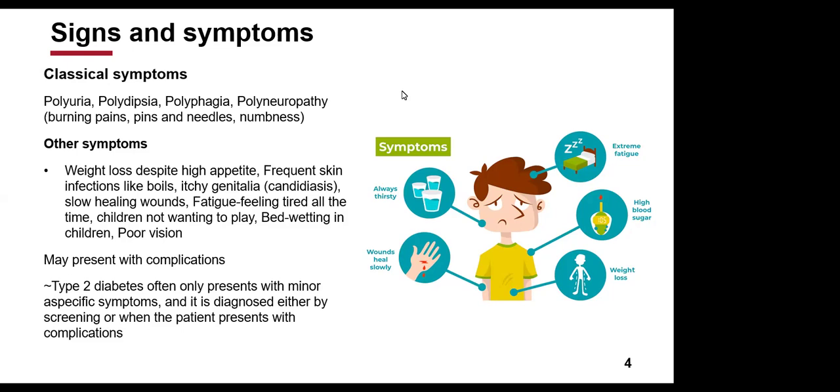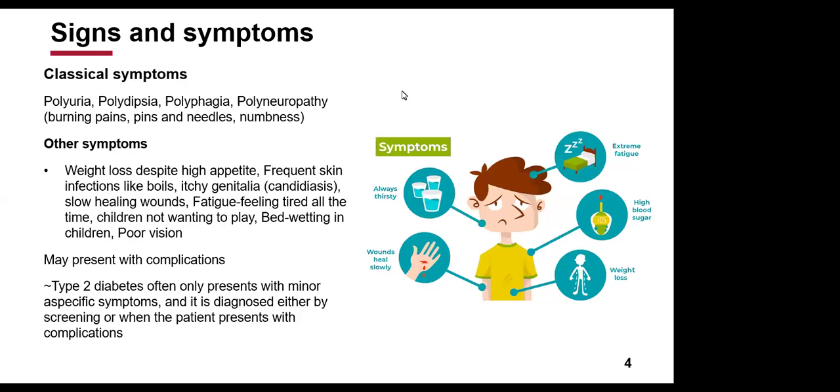And then polyneuropathy, patients tend to present with burning pains, pins and needles, especially in the extremities. There are other symptoms, like loss of appetite might also be there. Frequent skin infections like boils. They also tend to present with candidiasis. Their wounds tend to take long to heal, and there is fatigability.